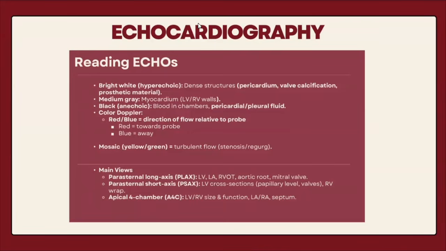Then you have a setting in it called color Doppler. This is where you can check the flow and direction of the fluid. So red and blue can vary. So if it's red, it's coming towards the probe and where you've put it, and blue is it's moving away from the probe. And then these are the normal colors you should have. But if you see a mosaic of colors, so you see yellow and green, then that means there's a problem. There's turbulent flow. It's moving back and forth when it shouldn't be moving back and forth. So that's stenosis or regurgitation.